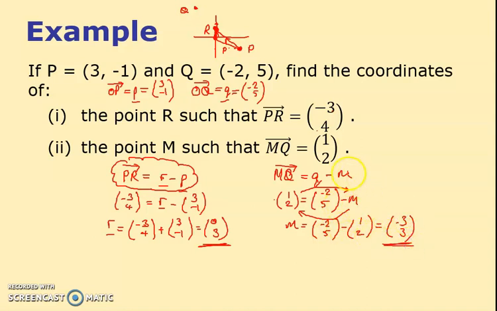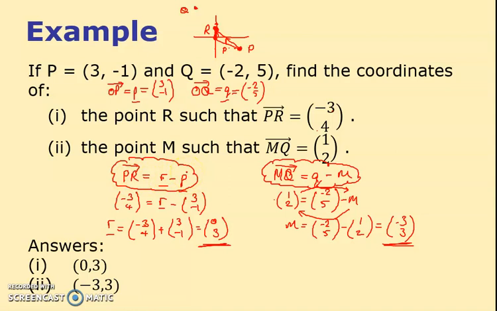I did that question without even thinking about drawing a picture because I fell back on my standard equation. I wanted MQ, so I wrote MQ as Q minus M and then filled the blanks. I wanted PR, so I wrote PR as R minus P and then filled in the blanks. So I'm hoping those questions are right. 0, 3. Yeah, that's interesting.